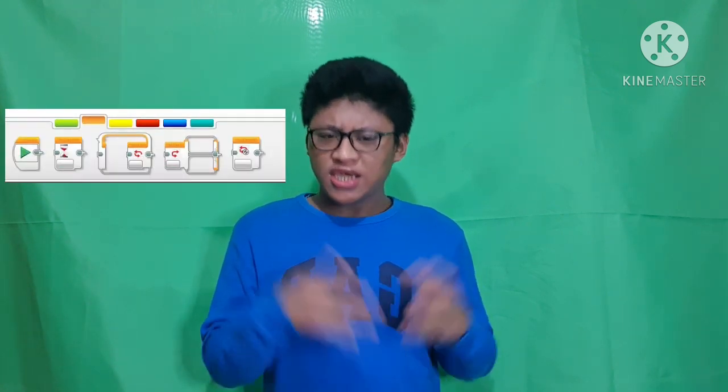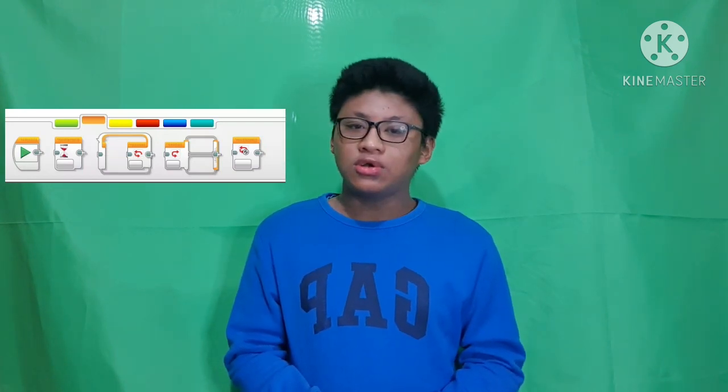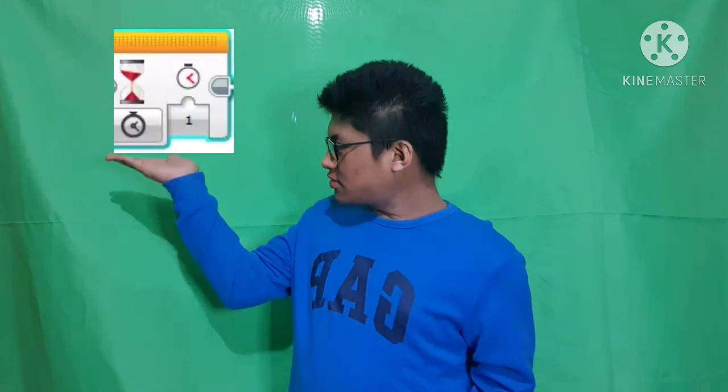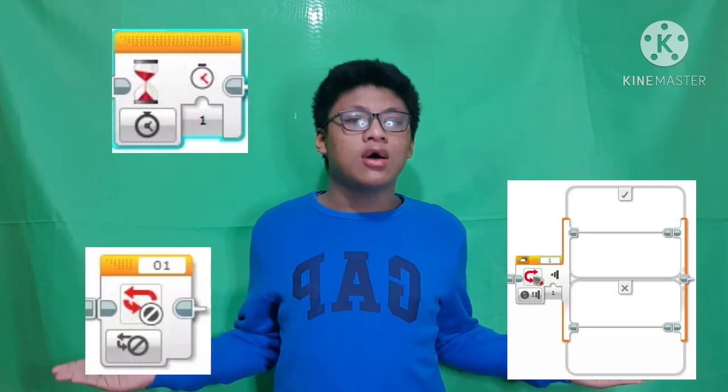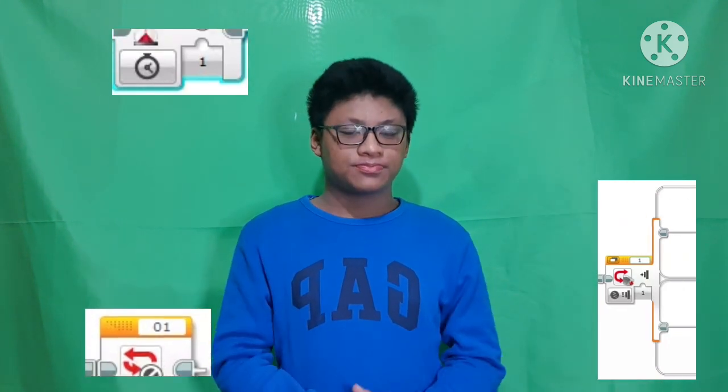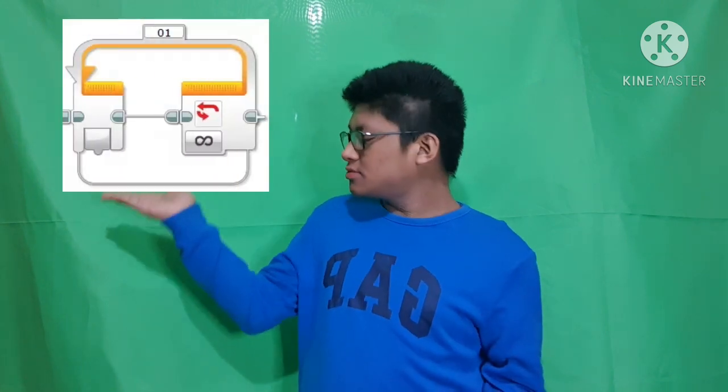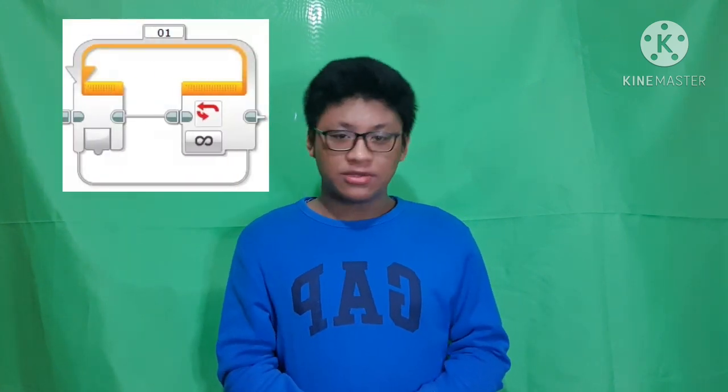EV3 Mindstorms application is truly a gift for those who want to learn the fundamentals of programming. Program blocks in a group known as flow control exist to, as the name suggests, control the flow of our EV3 program. The wait, switch, and loop interrupt are to name a few. One program block in particular, the loop block, is what we'll be tackling in today's video.